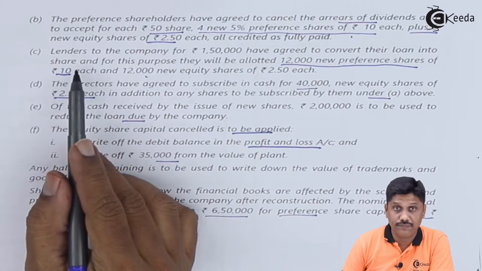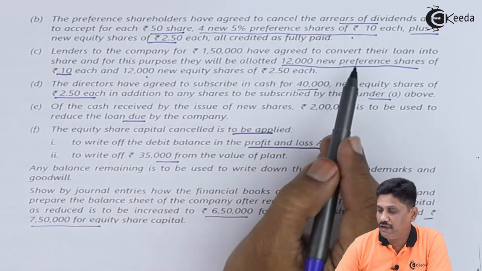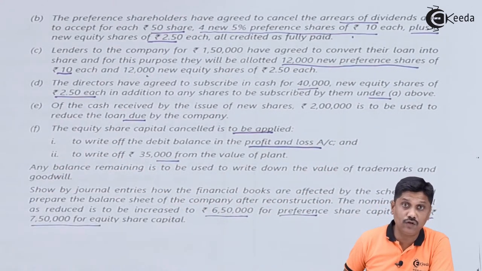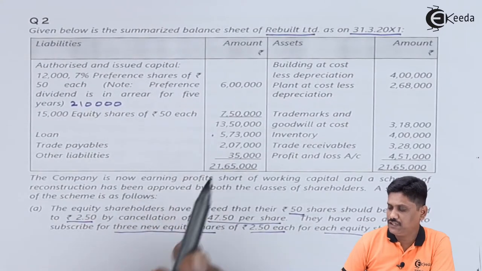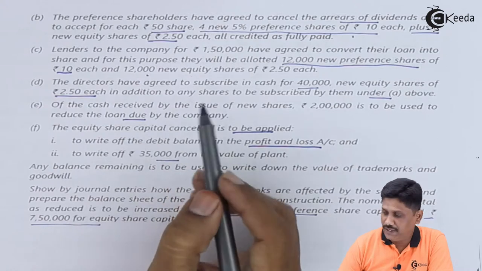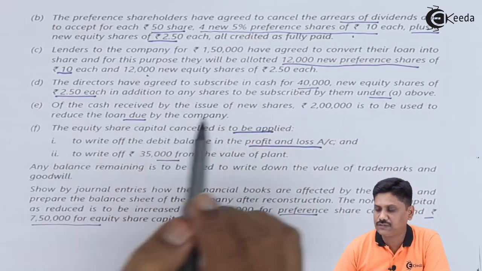Lenders to the company for rupees 1,50,000 have agreed to convert their loan into shares. Firstly, let me see the loan amount. Loan amount here is 5,73,000. They are talking about this. Out of that amount, 1,50,000 have agreed to convert their loan into shares.